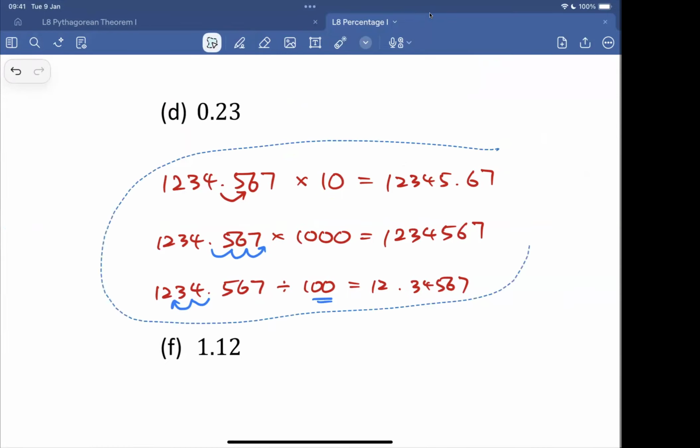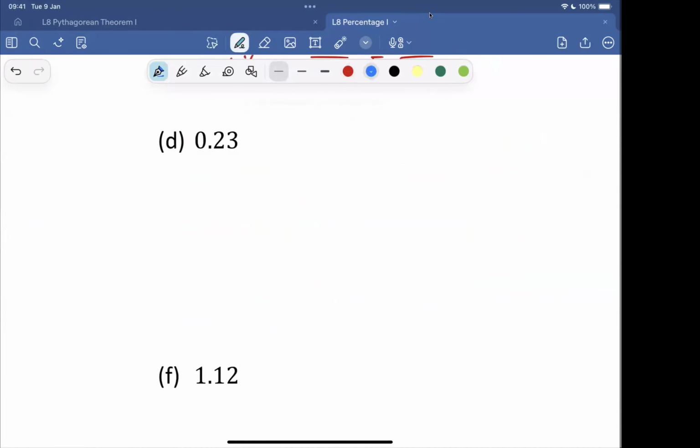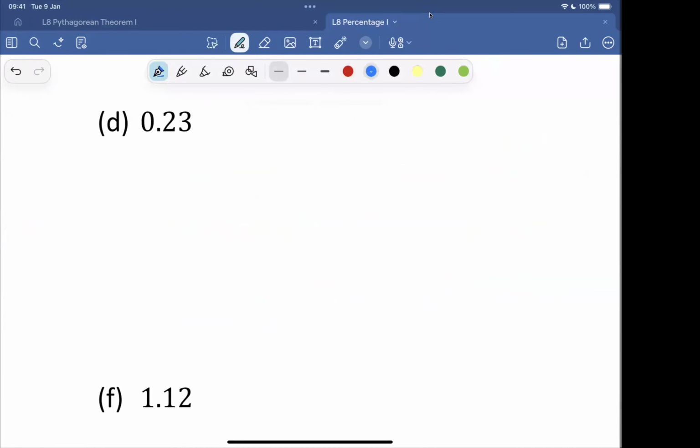So students, can we change this into a percentage? Definitely. There are two ways to do it. You can use this method, straight away times 100%. So when you multiply by 100, you have 2 zeros, right? You move the decimal 2 times. Then you get 23. Done. Isn't it very fast and very easy?